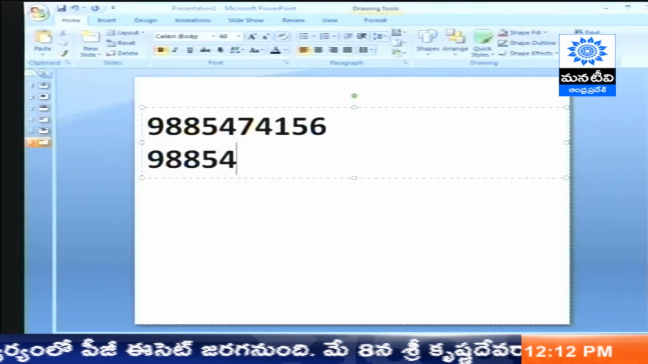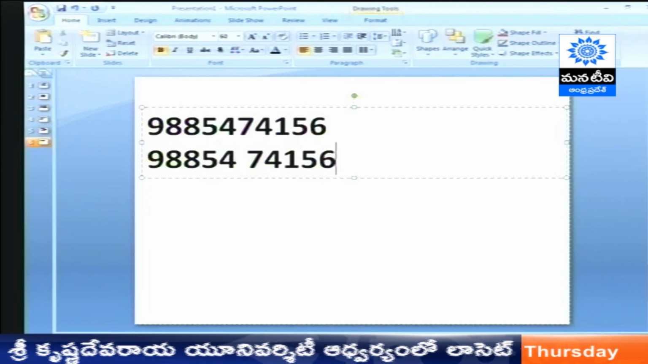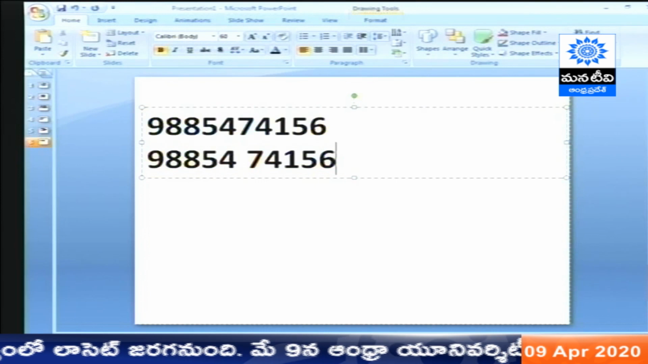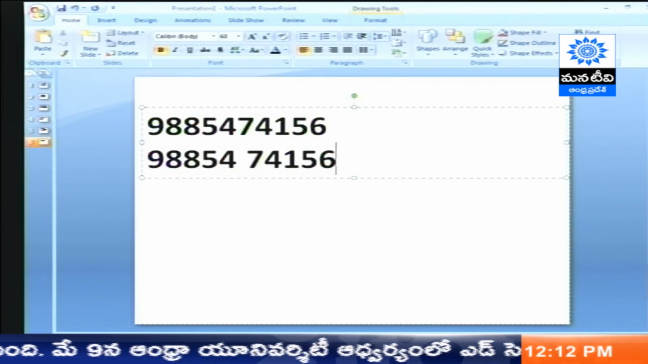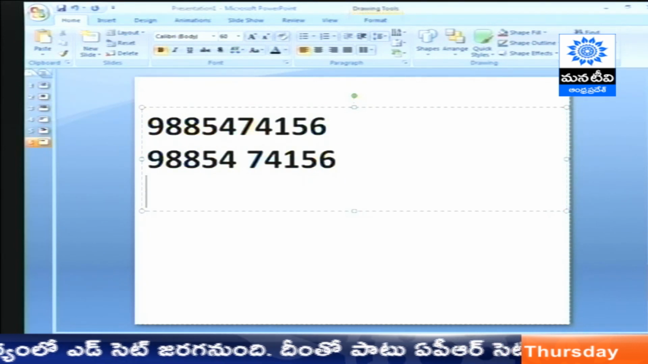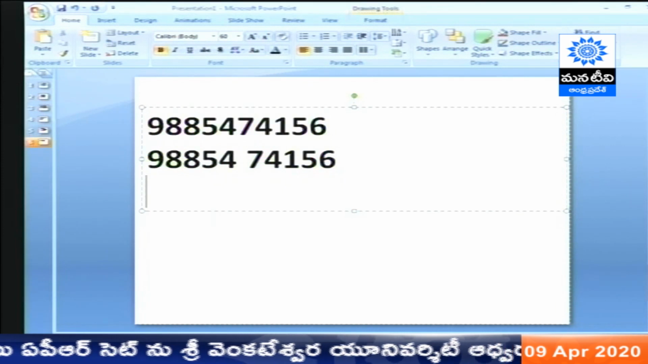Now in India, this number can be given in parts of 5 plus 5. For example, my number is 98854-74156. So my number is 98854-74156. Now this is also difficult to make a note of. You won't remember. So the best way to do it is to break it into 3 and 3.